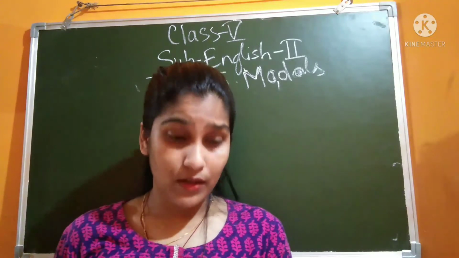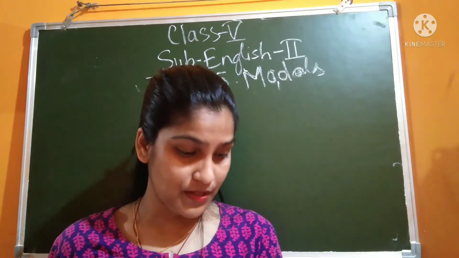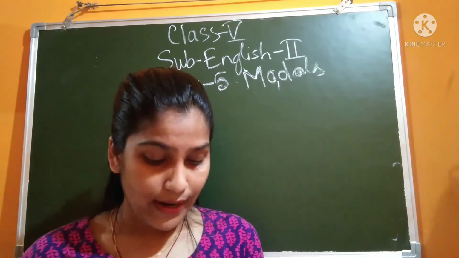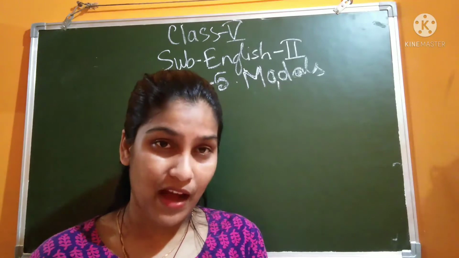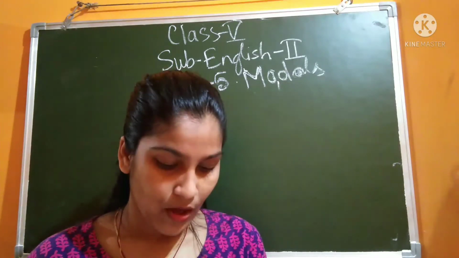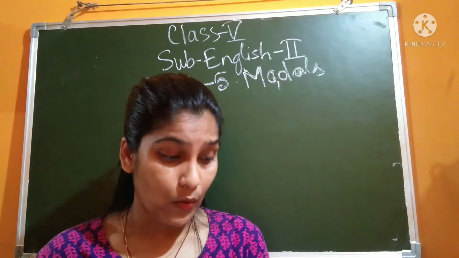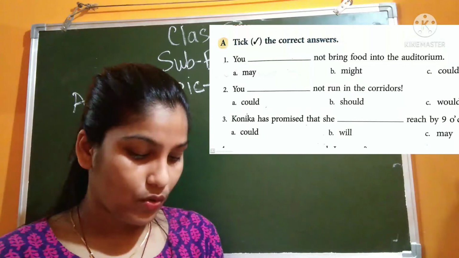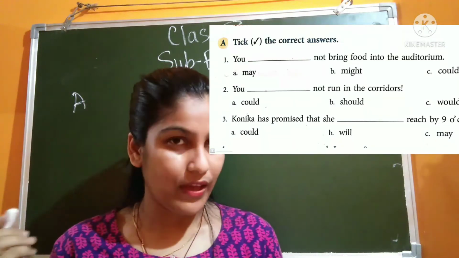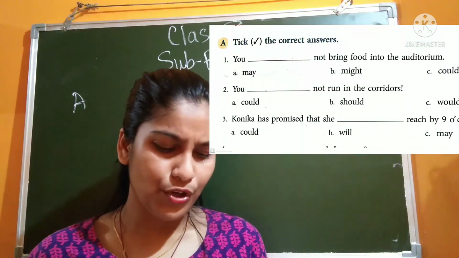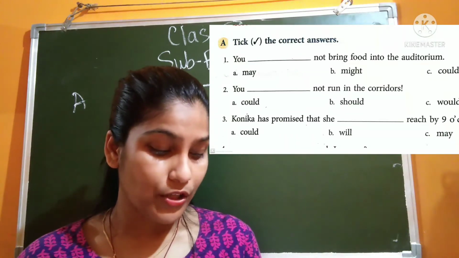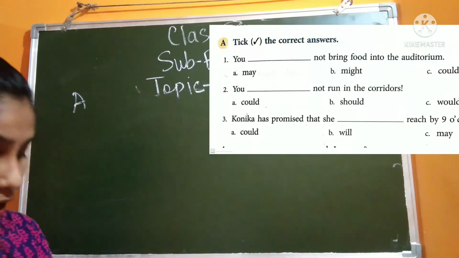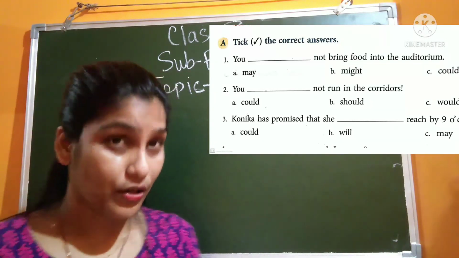Understood? So as we have discussed the modal verbs, we will do page number 34 in your Zoom class. Alright, because these questions can be answered by looking at the picture, right? Okay, so A number we will do now. You dash not bring food into the auditorium. So what is it suggesting? May, might, could. We have not learned about might, right? So you could not bring food into the auditorium, or it will be you may not bring food into the auditorium. May or could. So we will use may. Okay, you may not bring food into the auditorium.